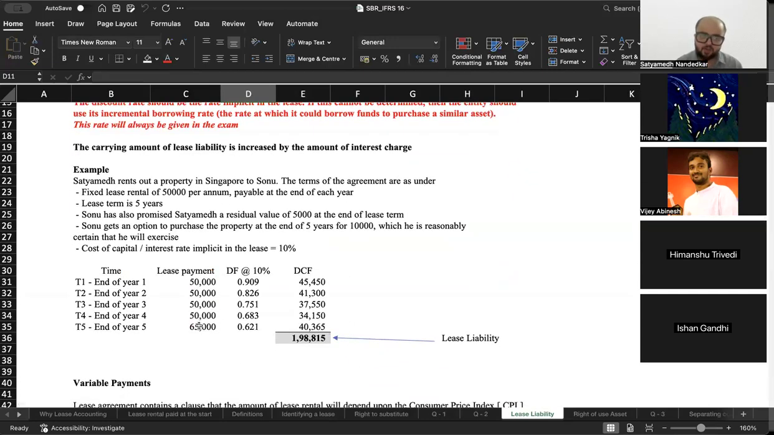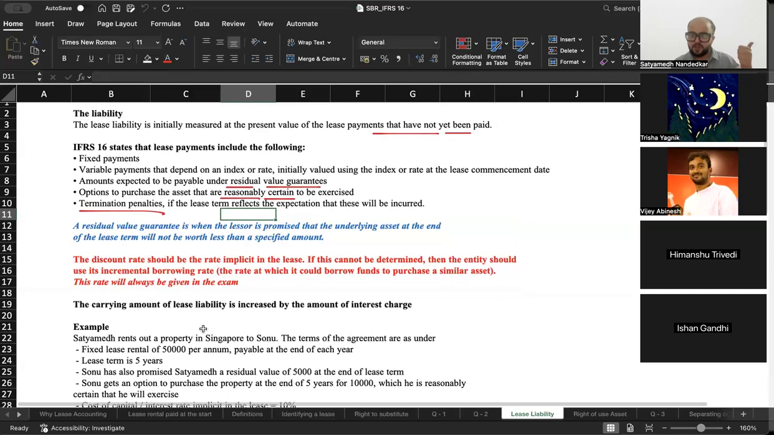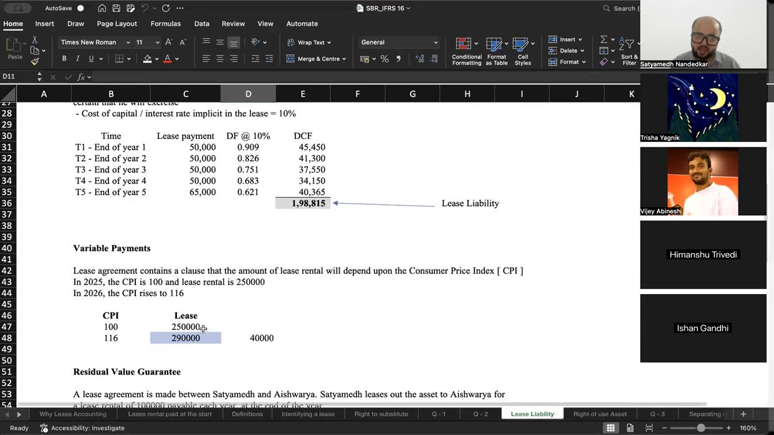Take the present value of future lease rentals. So fixed payments, variable payments, which will depend upon an index or some other mode of calculation. Amounts expected to be paid under residual value guarantees, option to purchase where it is reasonably certain that the option will be exercised, and termination penalties. Add all of these together, write down the year on year cash flows, year 1, 2, 3, 4, 5, and then consider the discounting factor and you will get your answer.